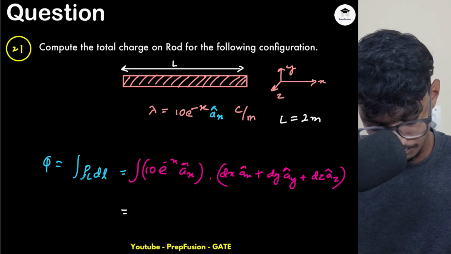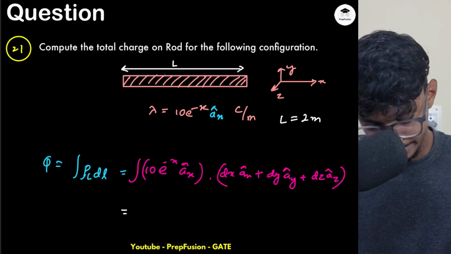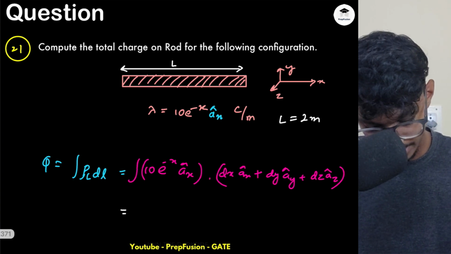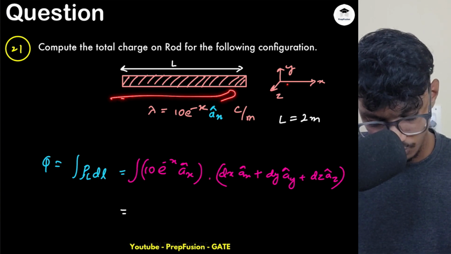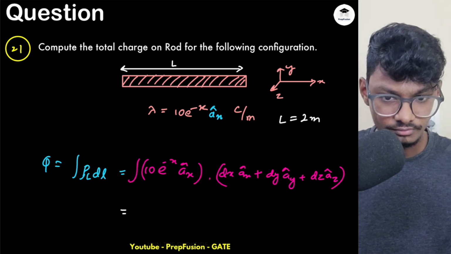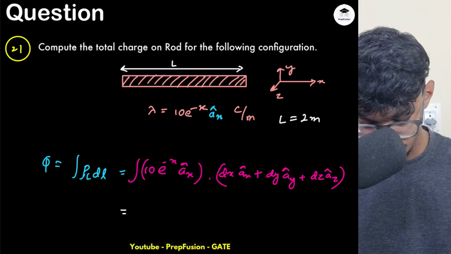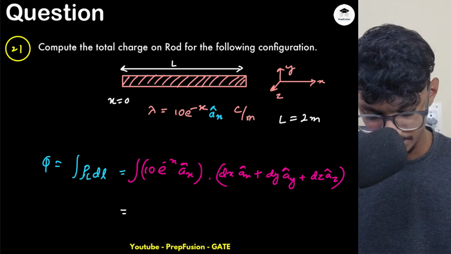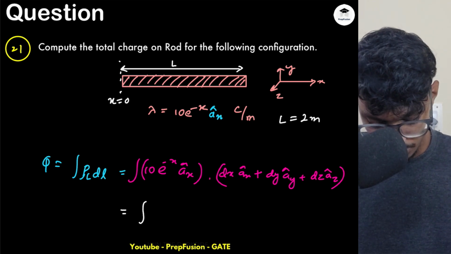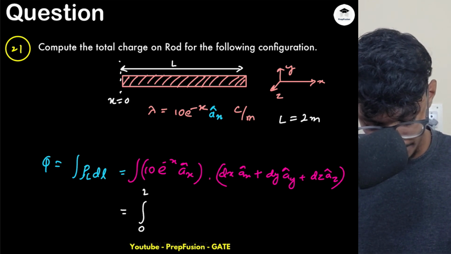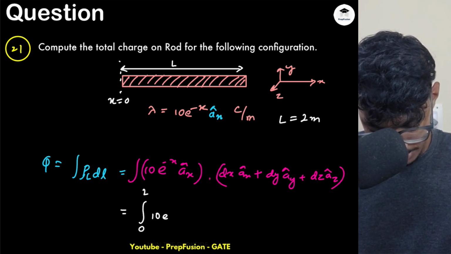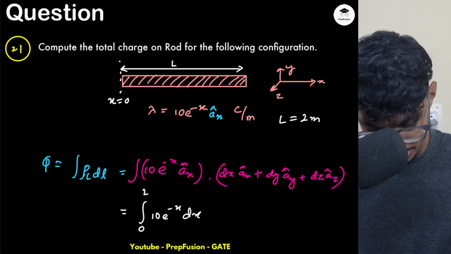So here x will be going from how much? I'm going in this direction. X is from 0 to L, right? Actually I should have mentioned that this point is at x equals 0. So this will go from 0 to L, which is how much? 2 meters. So this will be the integral of 10 e raised to power minus x dx.